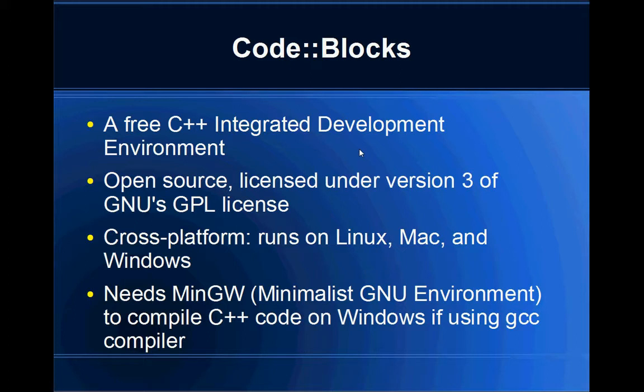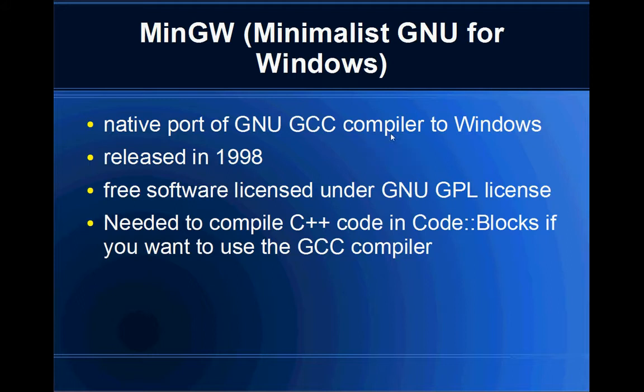It does need the MinGW minimalist GNU environment to compile C++ code on Windows 7 if you want to use a GCC compiler. Okay, MinGW is short for Minimalist GNU for Windows. It's a native port of the GNU GCC compiler to Windows that was released back in 1998. It is free software licensed under GNU's GPL license. And if you want to use a GCC compiler, which is the most popular compiler because it's free, you'll have to install MinGW to get Code::Blocks to compile correctly.